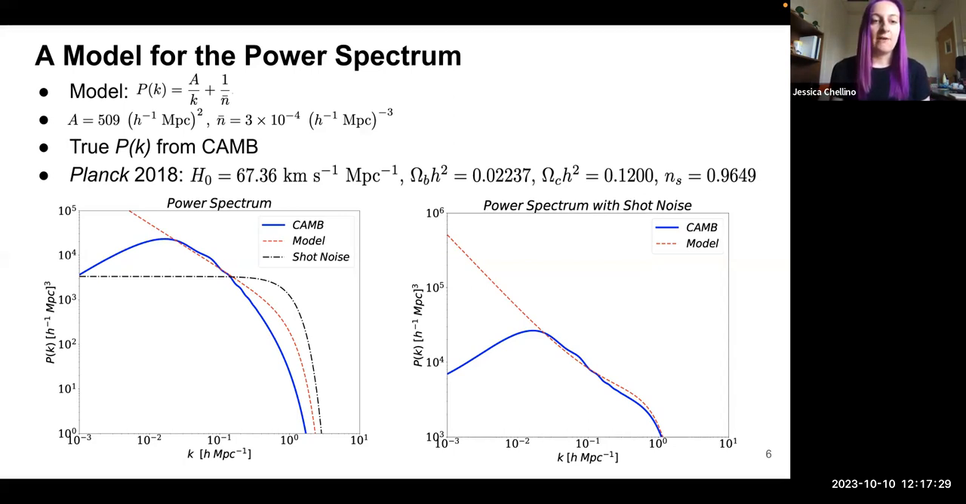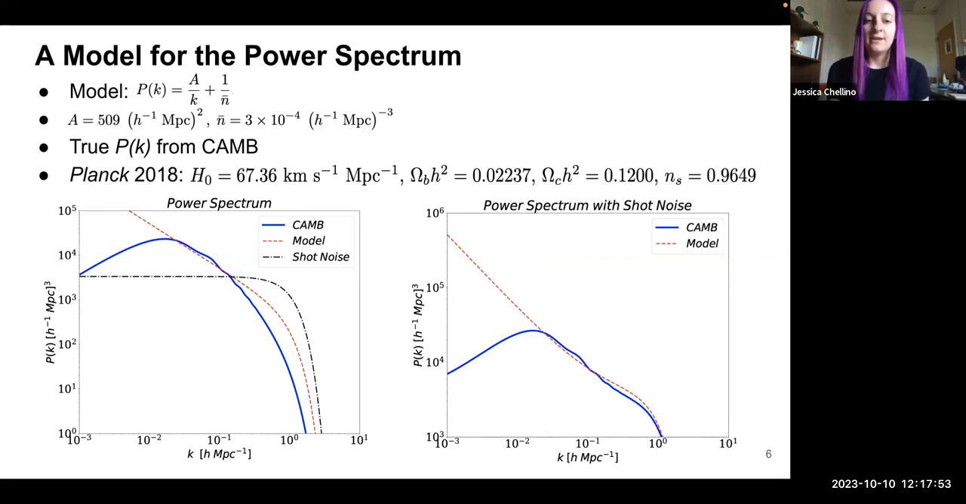The plot on the left shows just the physical part of the power spectrum. The red dashed line is just our A over K part of our model. The blue solid line is the power spectrum from CAM, and the black line is the shot noise term, the 1 over number density term. All three of these lines include Gaussian damping to prevent Gibbs phenomenon.